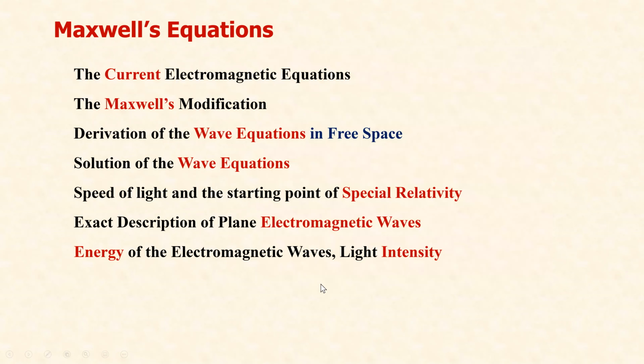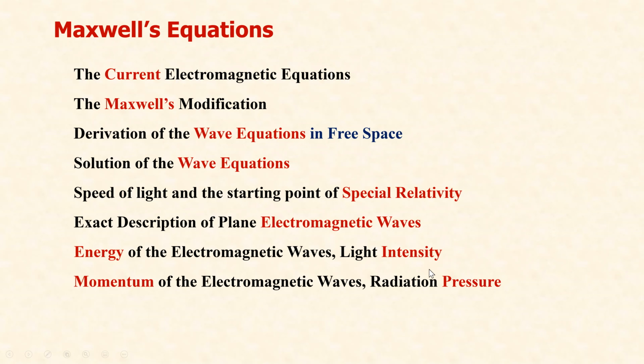Then we talk about energy of electromagnetic waves or light intensity, and then we talk about momentum of the electromagnetic waves, which gives you radiation pressure. If you have radiation, you have some pressure. Some scientists, some engineers are using that radiation pressure for space travel, because it's from the light of the sun. You can get some pressure on a spaceship and get acceleration with no energy being spent. So these are the topics.